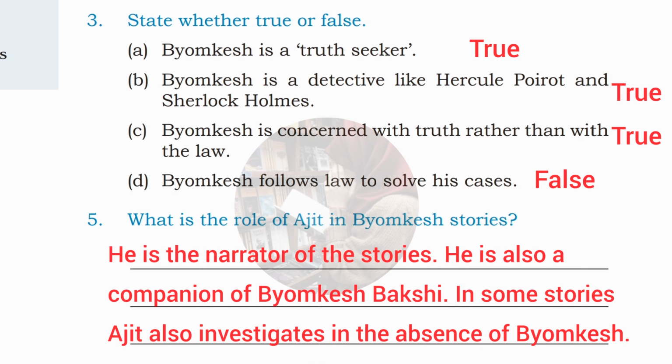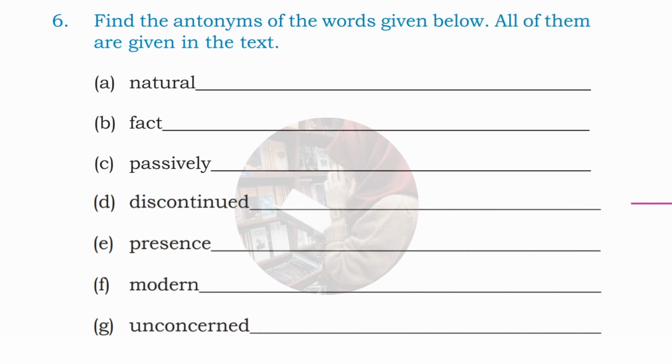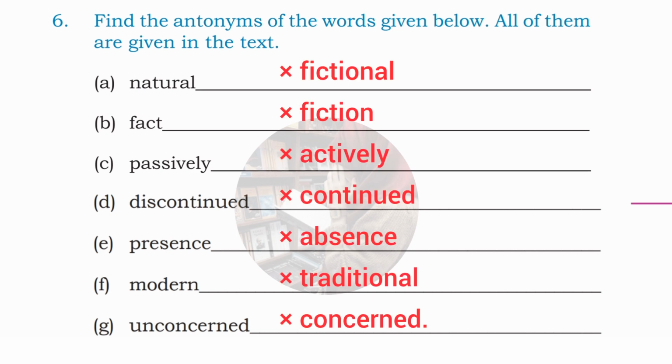Okay guys, let's move on to the sixth question, which is, here some words are given for you. You need to write the antonyms. Antonyms is nothing but the opposites of the given words. Let's see the answers. First one, natural opposite, fictional. Next, fact, fiction. Next, passively, actively.